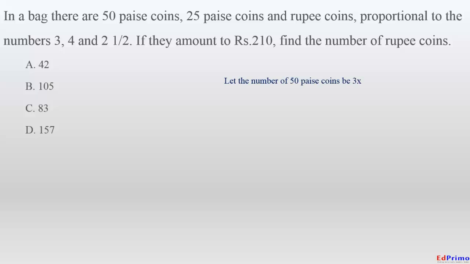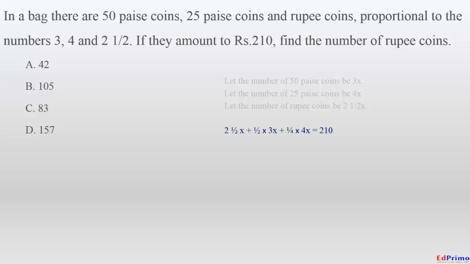Let us say that we call the number of 50 paise coins as 3x, the number of 25 paise coins as 4x, and the number of rupee coins as 2.5x. Now where am I getting this 3x, 4x, and 2.5x? It's the proportion that is given in the problem. We know that these coins are divided in the ratio of 3:4:2.5, and therefore 3x should be the number of 50 paise coins, 4x should be the number of 25 paise coins, and 2.5x should be the number of rupee coins. And we also know that the sum of all these three will be 210.